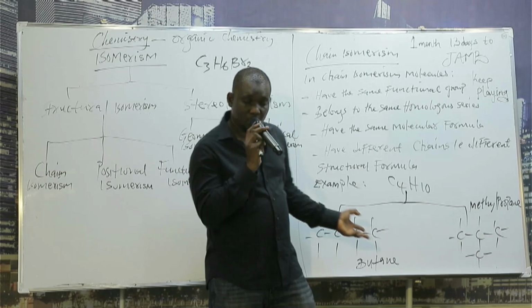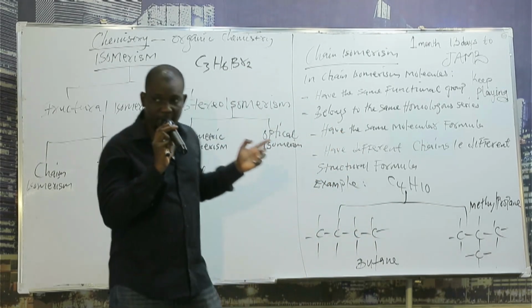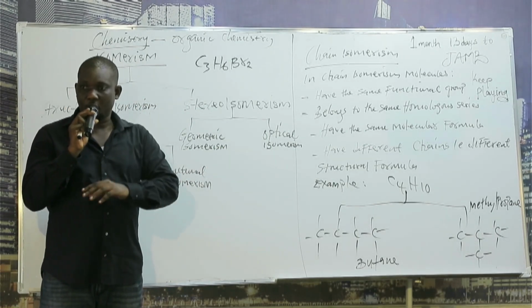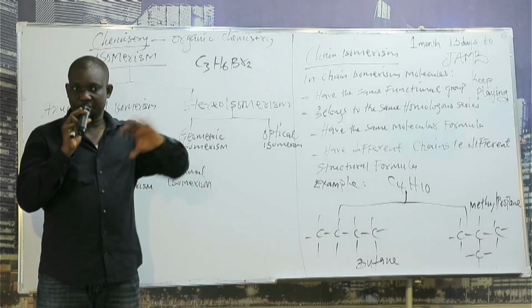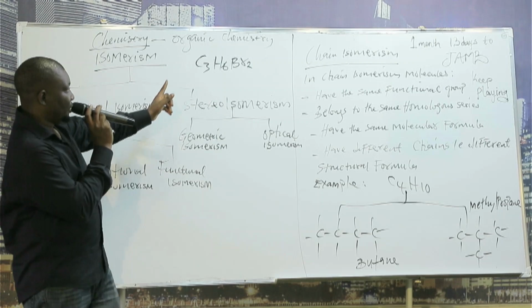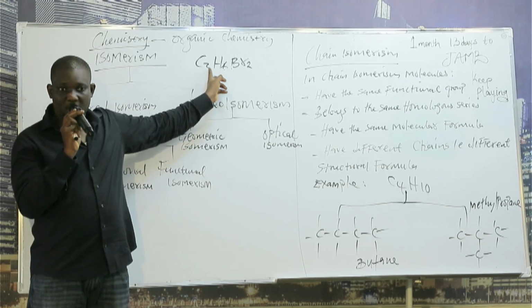So that's how to know molecules or structures that are chain. But you see molecules that have the same chain, no branch, they are all unbranched. Only that the functional groups are on different carbons of the chain. For example, now, the functional group of this molecule is what? Who can tell me the functional group here is what?